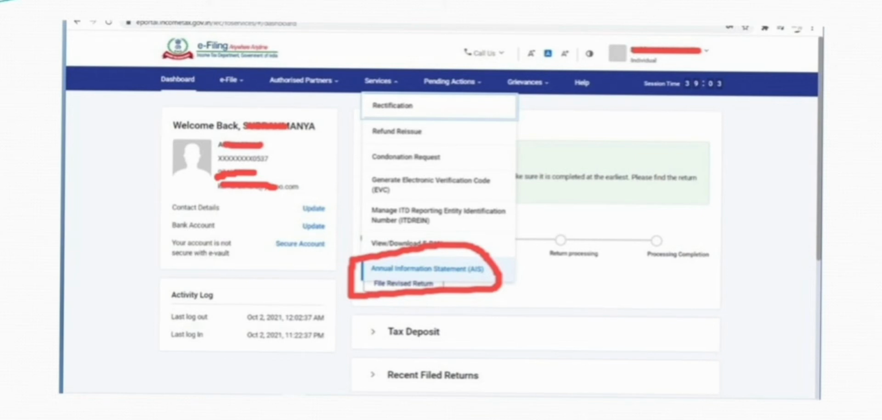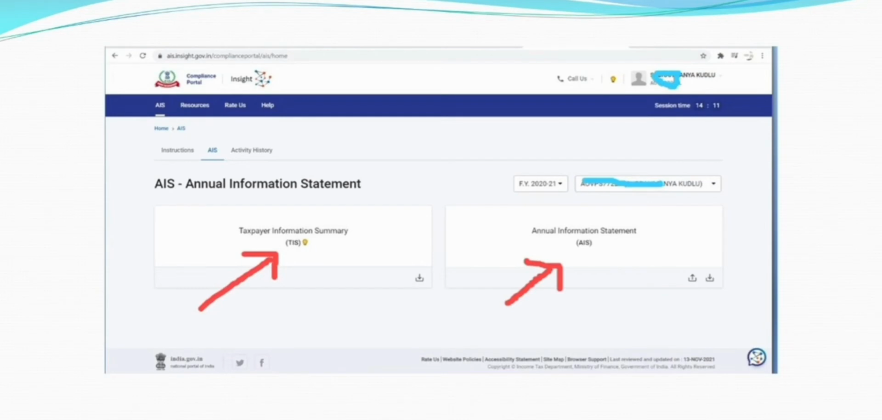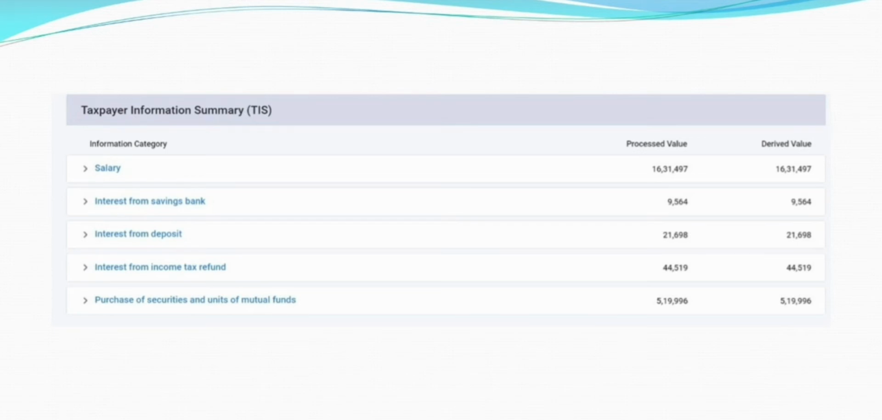If you log into the website, under services, if you come down, you can see it on the screen. You will find Annual Information Statement. Once you click on that, you will find two categories: one is the Annual Information Statement, another is the Taxpayers Information Summary. Now, under the Taxpayers Information Summary, you will find different heads. For example, under salary, this is the amount. Under interest from savings bank, you can see interest from deposit and interest from income tax refund, purchase of securities and units of mutual fund, and so on and so forth. These are all the heads of income. You can see them in the Taxpayers Information Summary.